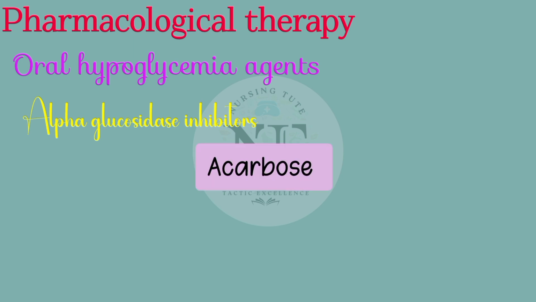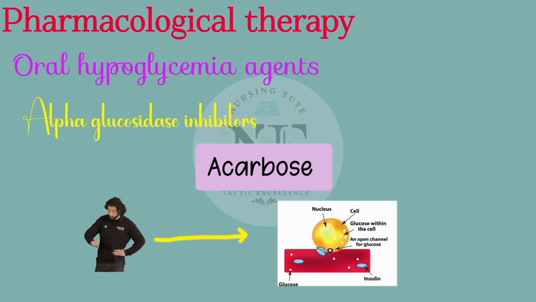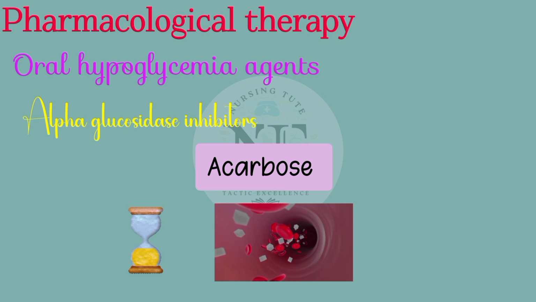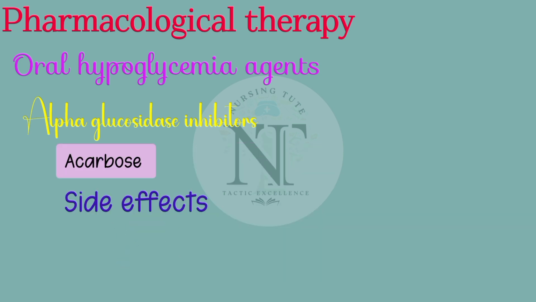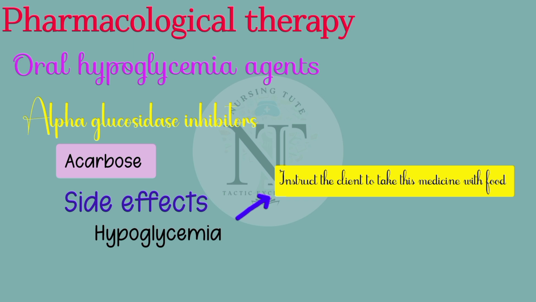The mechanism of action of this group of drugs is to delay the absorption of complex carbohydrates in the intestine, and it may slow the entry of glucose into the systemic circulation. The major side effect of this drug is hypoglycemia because this drug may slow the glucose entry into the systemic circulation. In order to prevent the hypoglycemia, you have to take this drug with the first bite of the food or in between the two bites of the food.